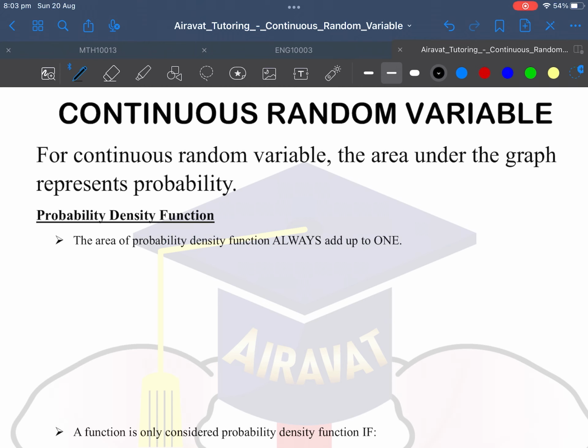For continuous random variables, the area under the graph represents probability. Okay, so this should be enough to teach you the entire continuous probability.